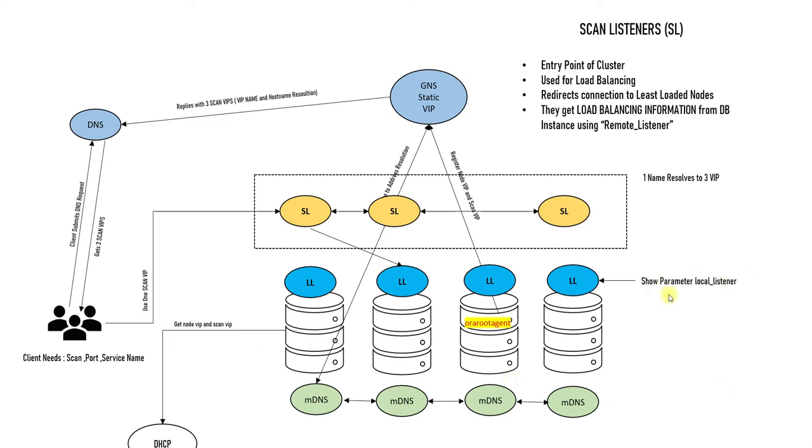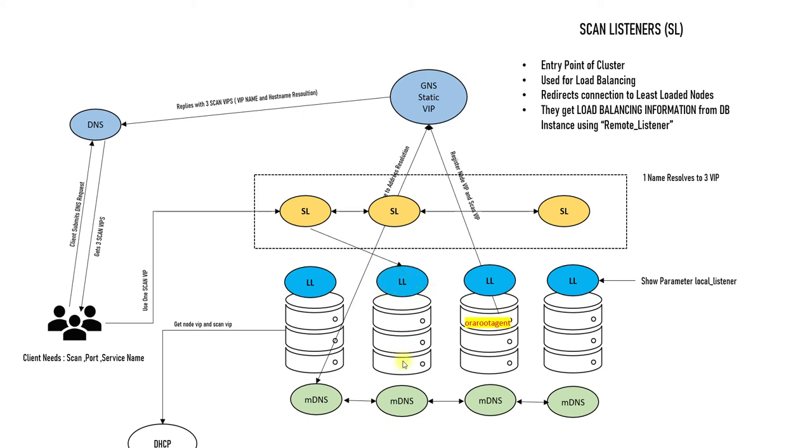Now talking about show parameter local_listener, all these local listeners are registered in the parameter local_listener, and all these scan listeners are registered in remote_listener. By that specific parameter they would know which is the least loaded node. So there can be chances where this particular client has reached the second one, and it will find out which node is the least loaded, and it will let the user connect to the particular local listener, to the database itself, and to their services.